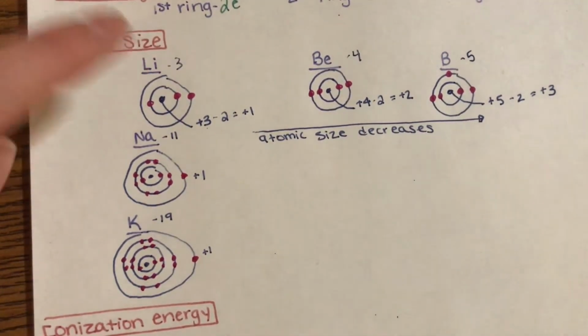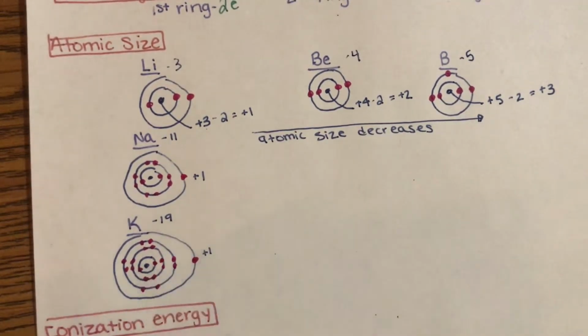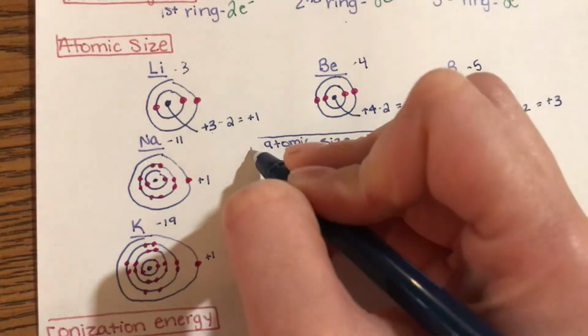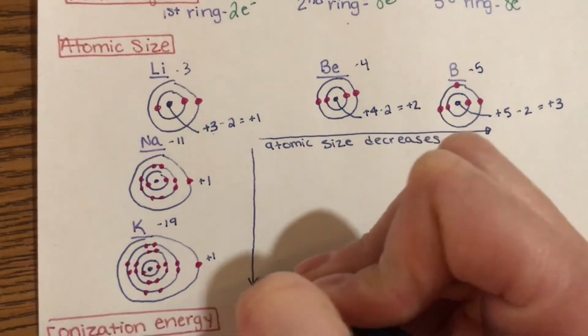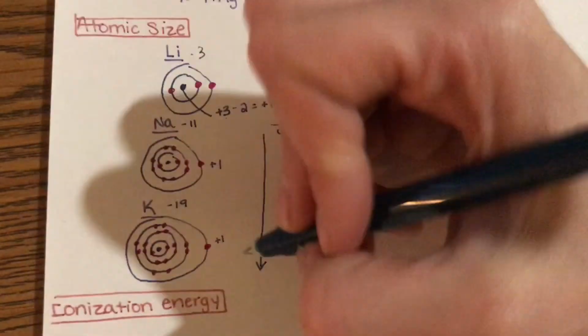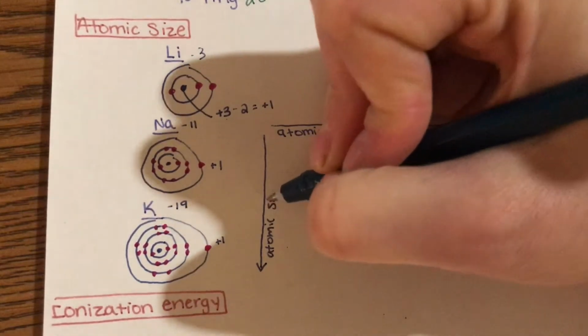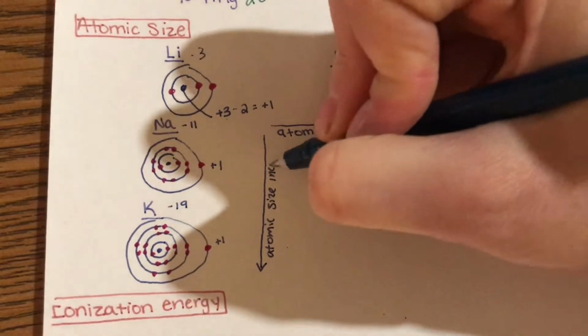So as I move down the group, what I notice is that we have more and more rings. Those outer electrons are further out from the nucleus. So that means as you move down the group, your atomic size is increasing. So as I move down, atomic size increases.